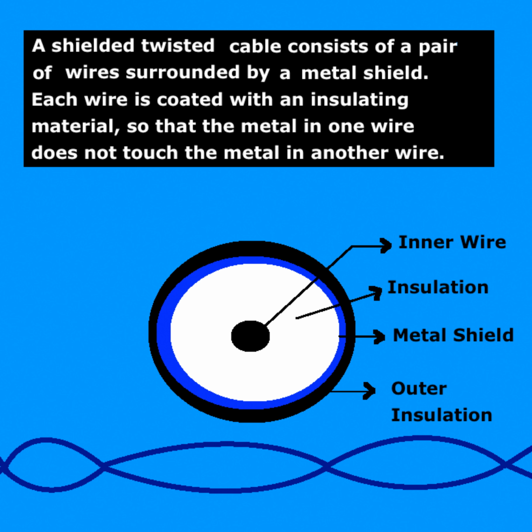A shielded twisted cable consists of a pair of wires surrounded by a metal shield. Each wire is coated with an insulating material, so that the metal in one wire does not touch the metal in another wire.